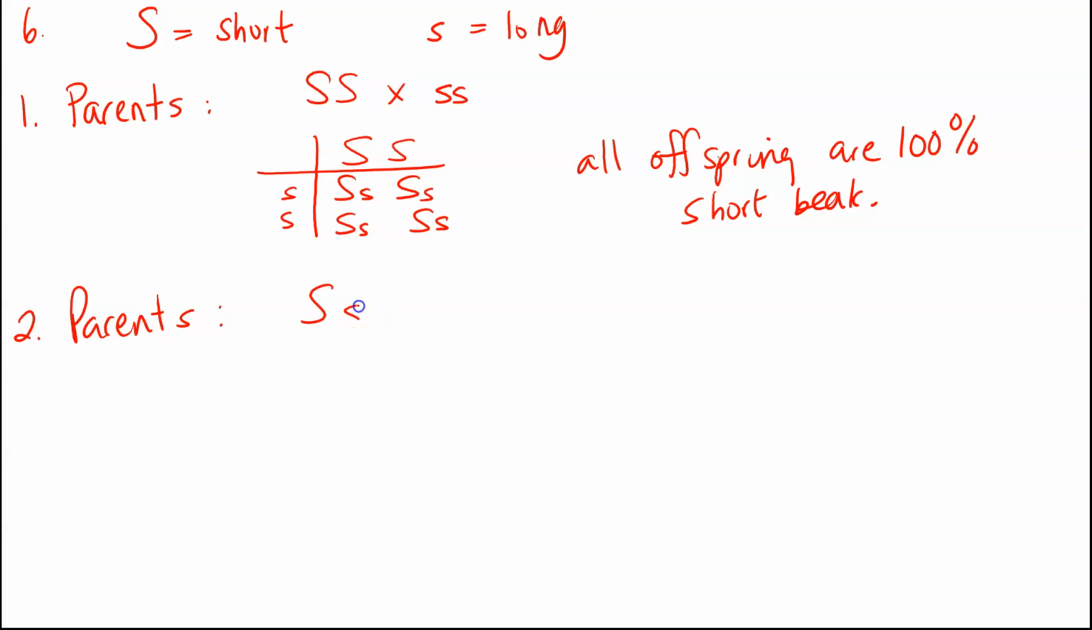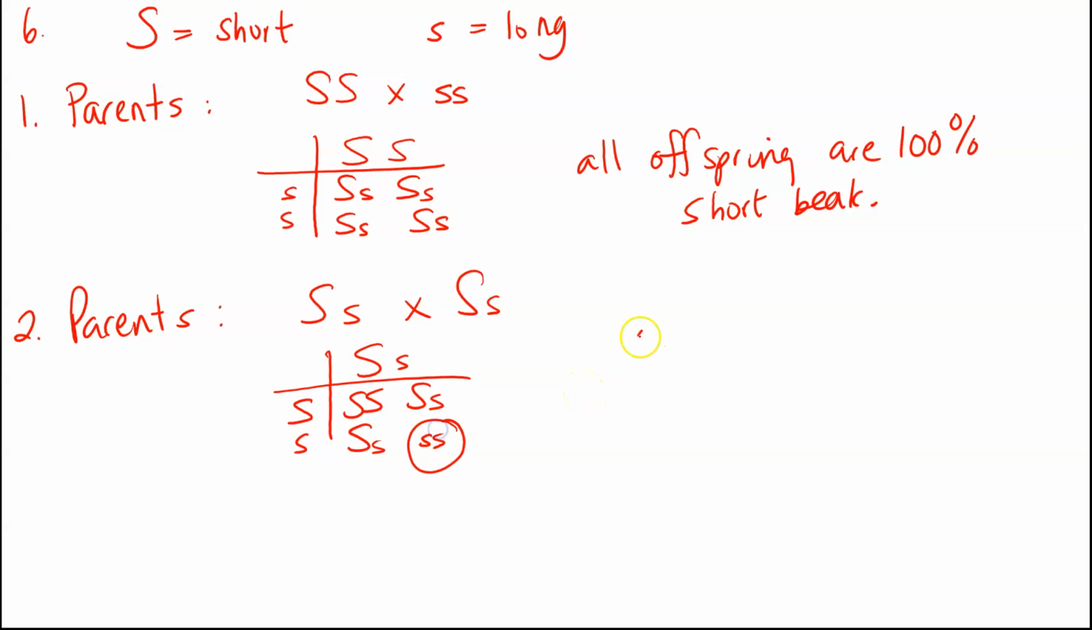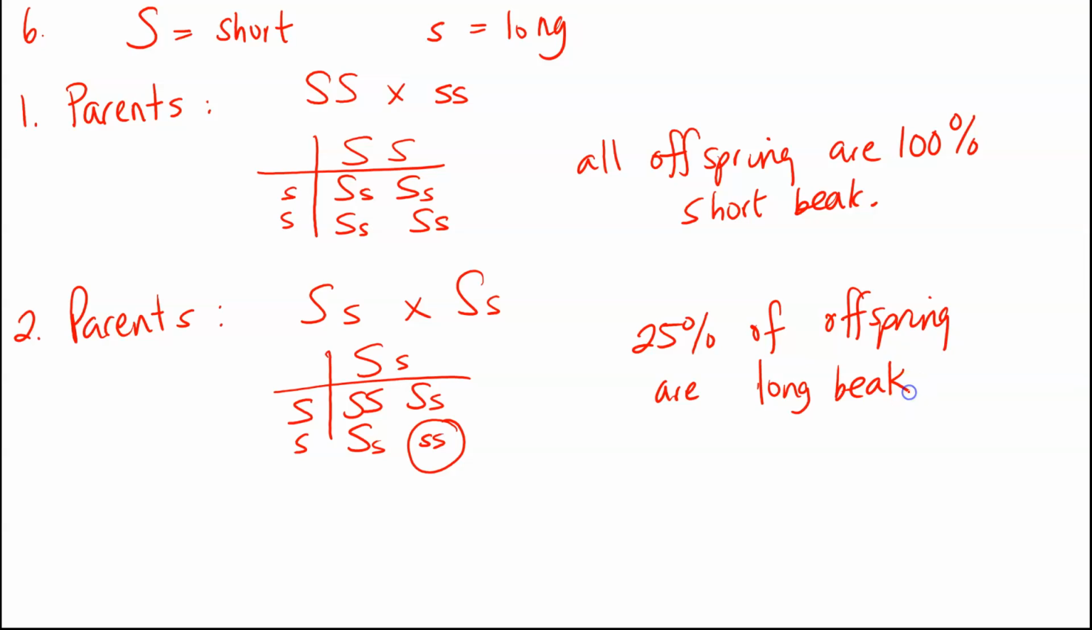So let's try both heterozygous. So that's a mixture of the two alleles. Do the cross, big S, small s, and we're going to have this situation. So we're going to have 25% of offspring are long beaks. Okay, so that's not going to do either. So we have to do another cross.